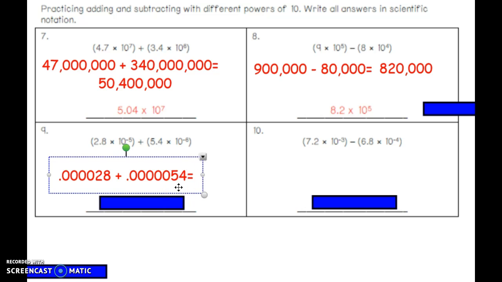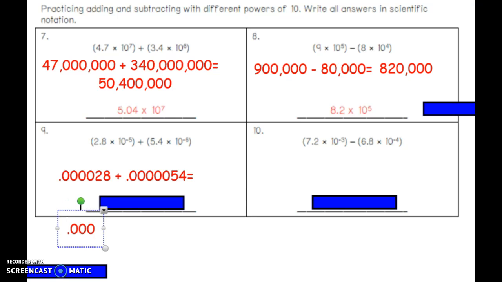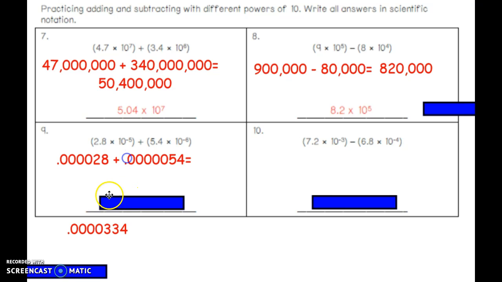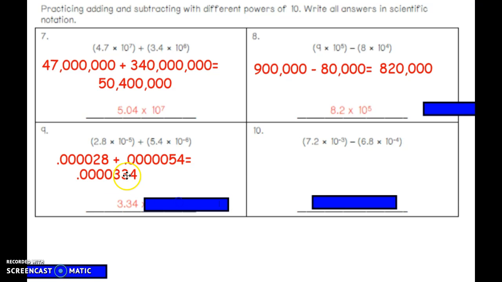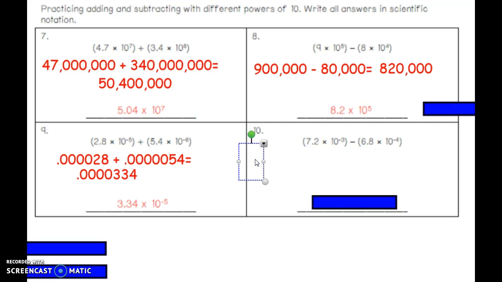And when we add, we should end up with 0.0000334. You can check that value on your calculator for me, and then you can go ahead and make sure when you write it in scientific notation, you're at 3.34, and you've moved it over 5 places, so that's a negative 5 because you're dealing with a small decimal.